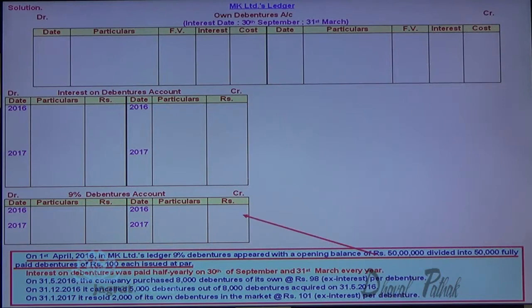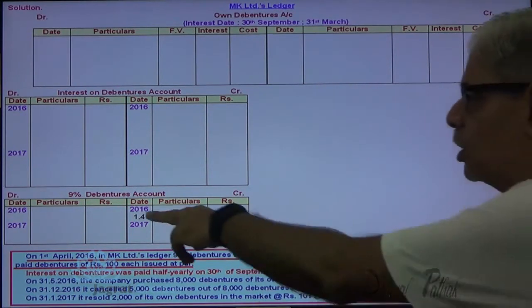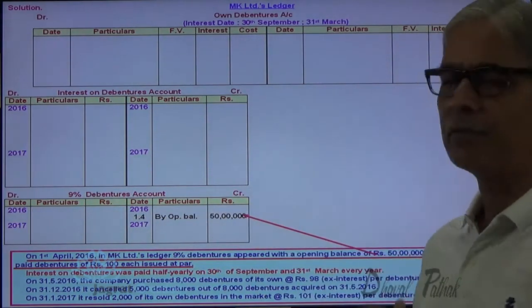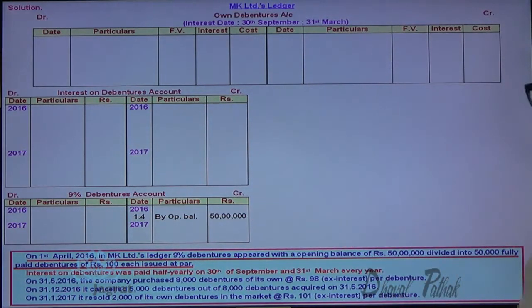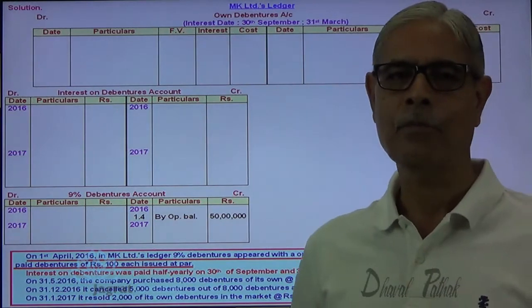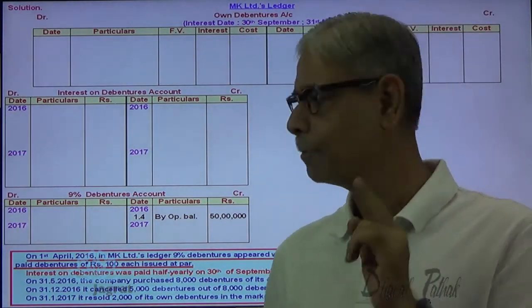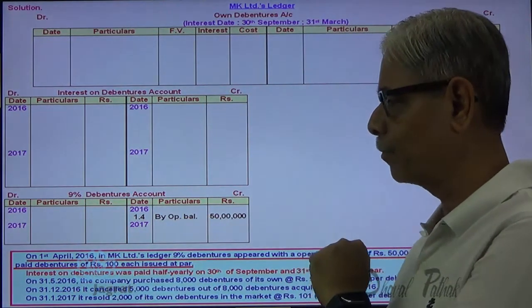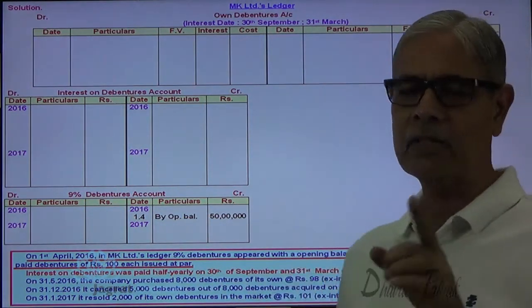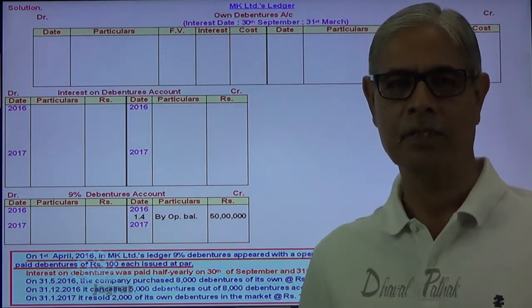Now debenture liability is 50 lakhs. So on 1st of April 2016, opening balance is 15 lakhs. Now, how many transactions are there? First transaction. On 31st of May 2016, 8,000 own debentures are purchased.